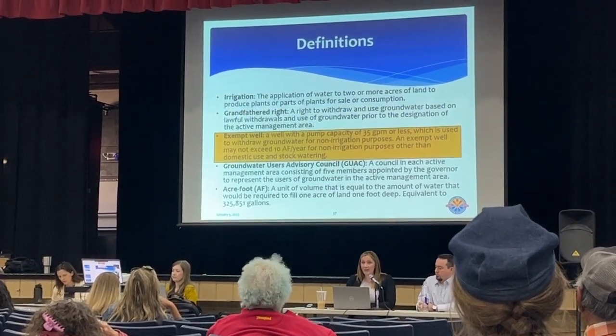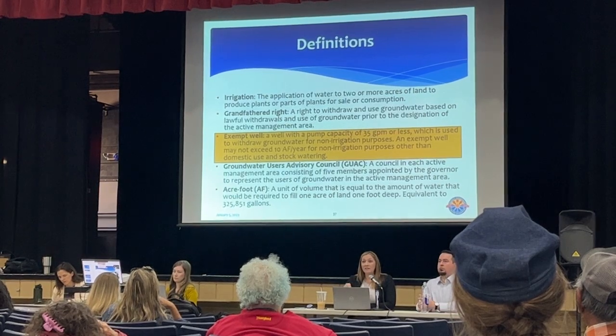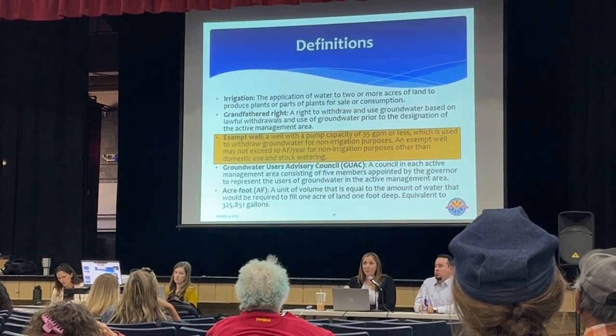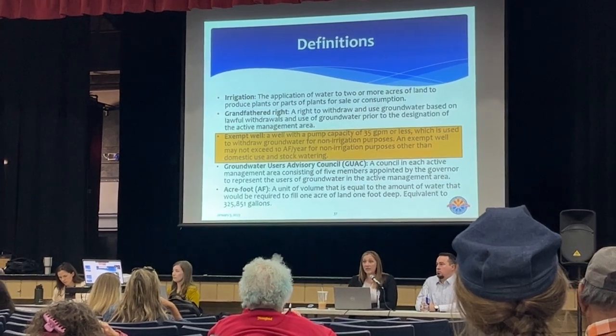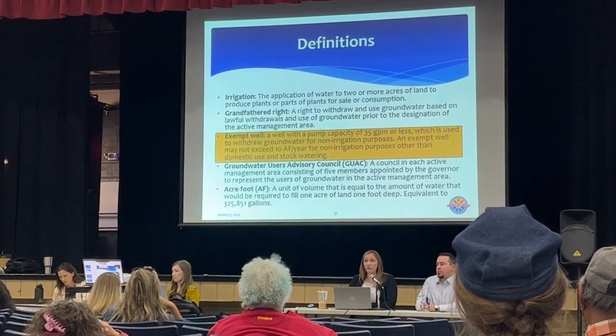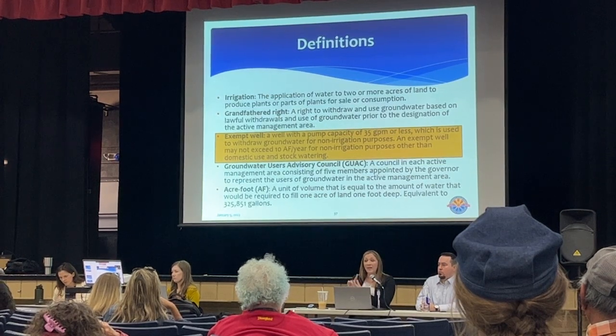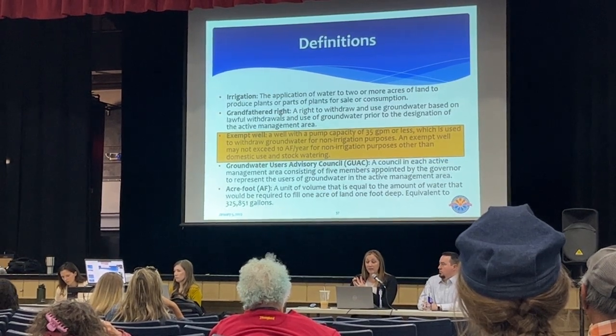An exempt well is not subject to metering and reporting requirements in an AMA. So there are 3 things that you have to meet in order to be classified as an exempt well. It has to be 35 gallons per minute or less.